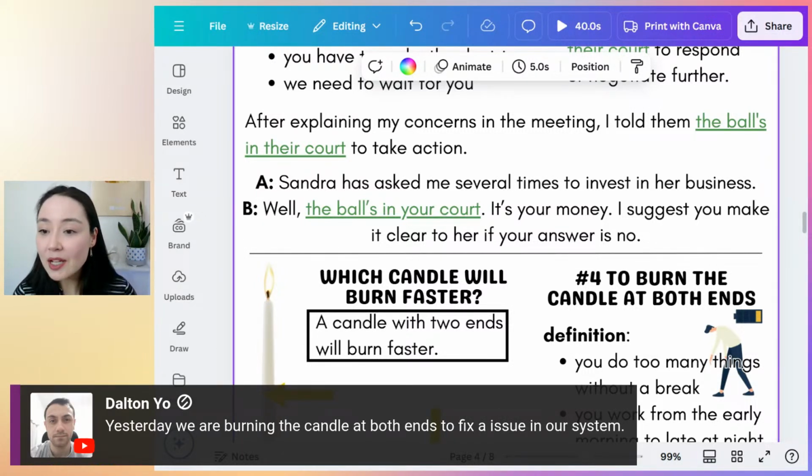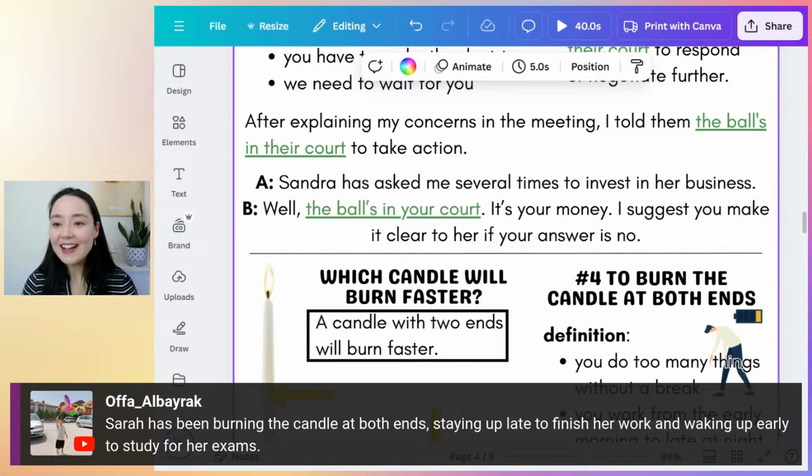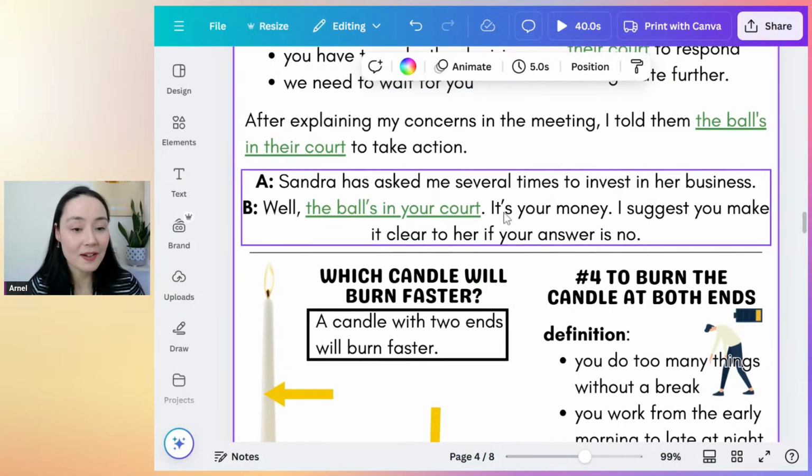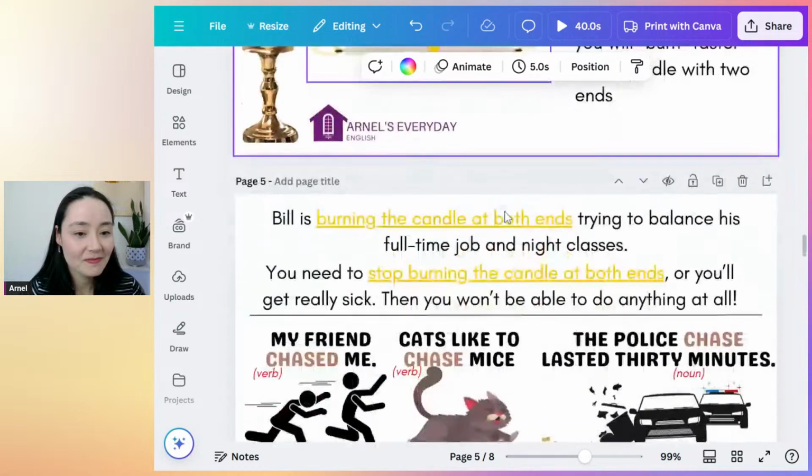Dalton says, yesterday we were burning the candle at both ends to fix an issue in our system. Ooh, that must have been tough. Absolutely. Ofa, Sarah has been burning the candle at both ends, staying up late to finish her work and waking up early to study for exams. Absolutely. Really good. Okay, let's move on.